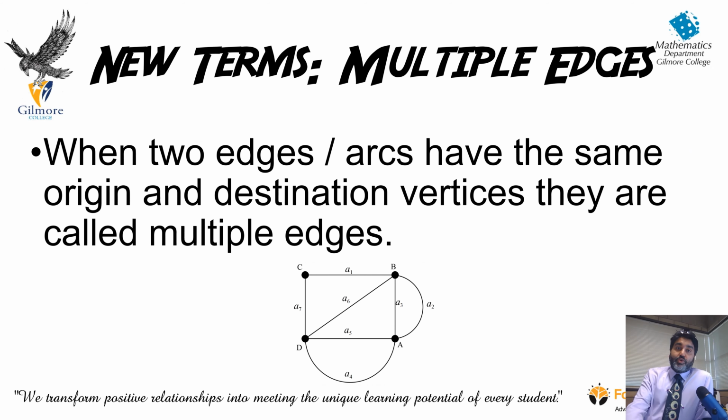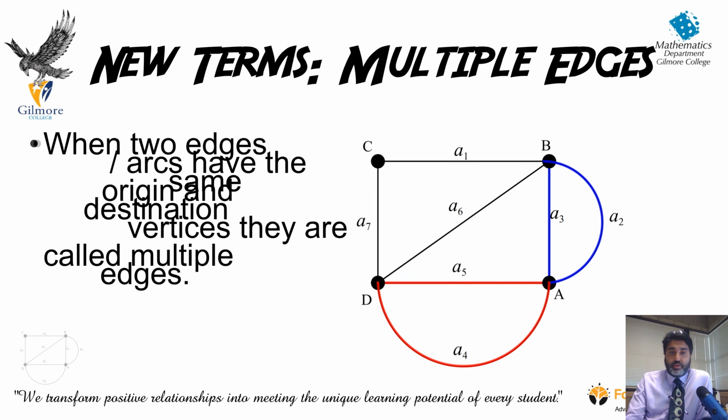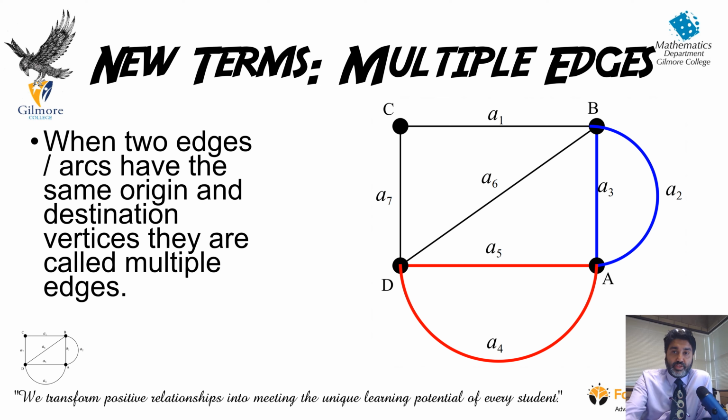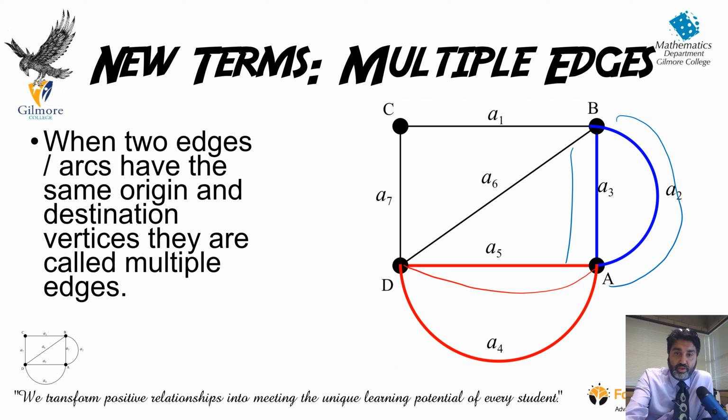Multiple edges. When two edges or arcs have the same origin and destination vertices, they are called multiple edges. We can see here the blue, A3 and A2. They're called multiple edges because they start and end at the same vertex. Similarly with the red, that's A5 and A4. They both start and end at the same spot as well.